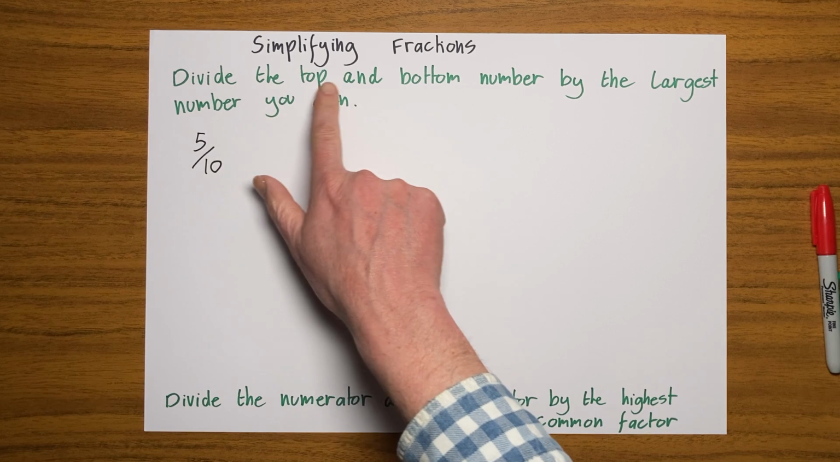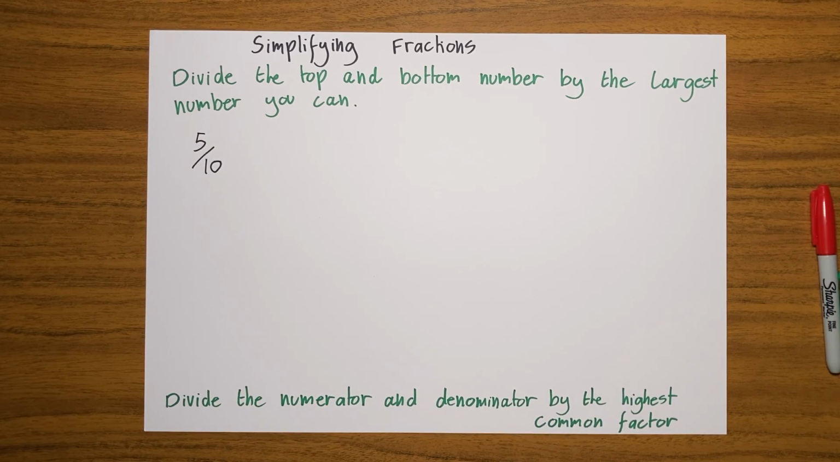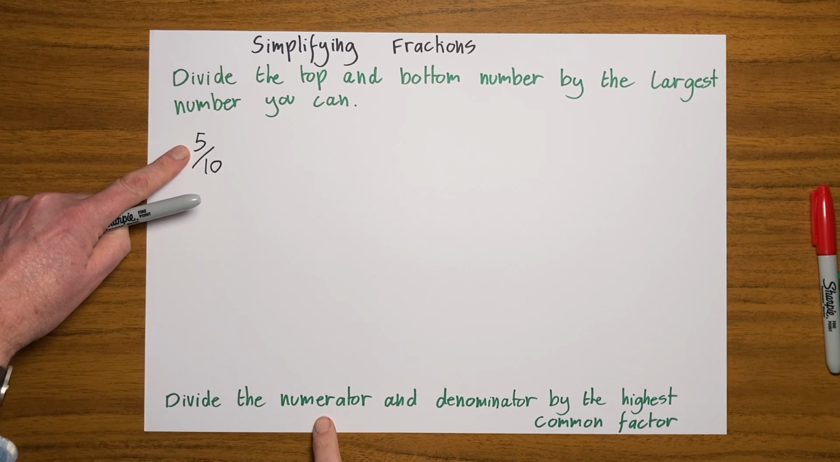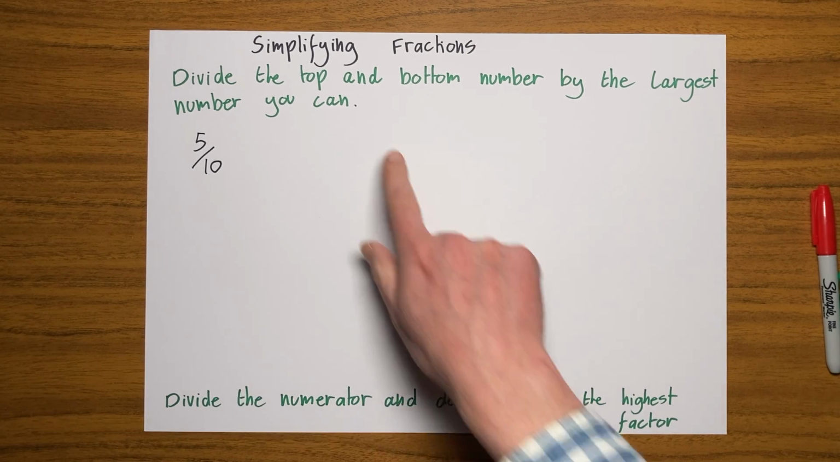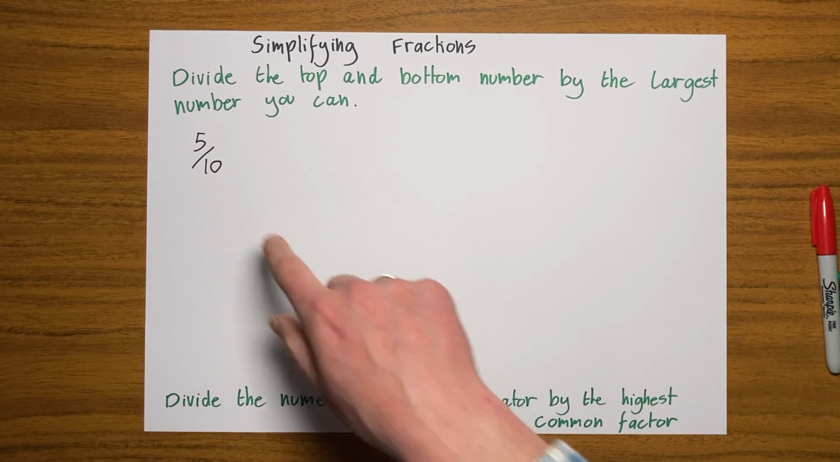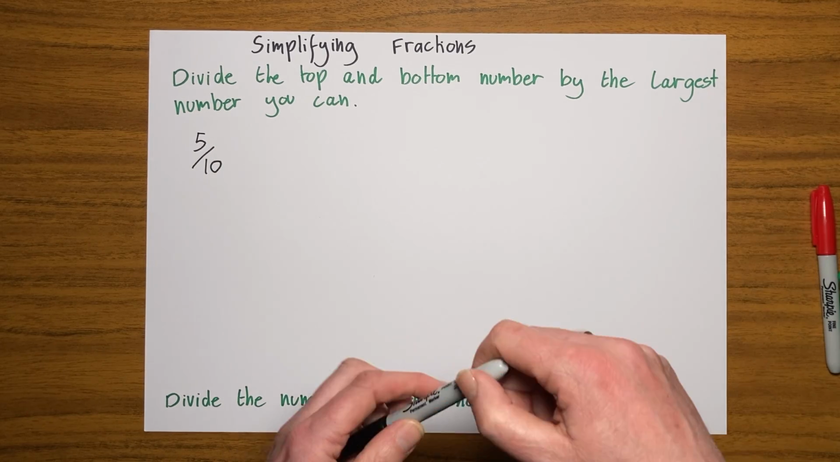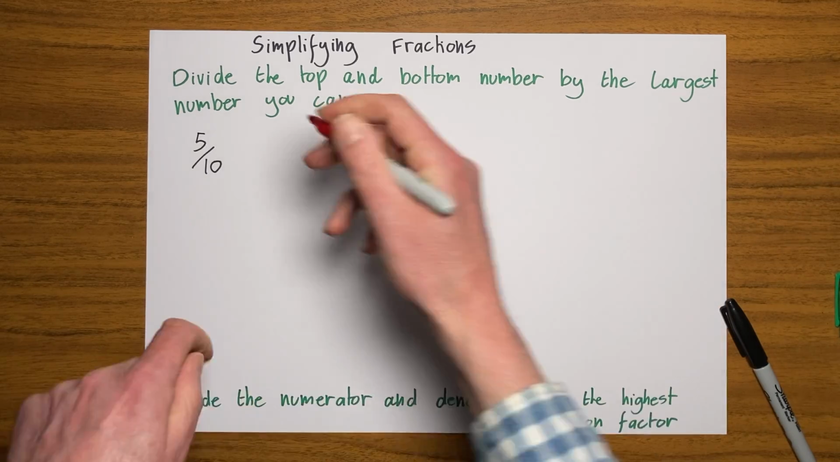You need to divide the top and bottom number by the largest number you can. And I've written a kind of fancy maths down at the bottom, which is to divide the numerator and the denominator by the highest common factor. So you've got that as well. Anyway, let's go back to this. What is the largest number that I can divide 5 and 10 by? It has to be the same number. Well, as soon as we see that, I know that I can divide them both by 5.